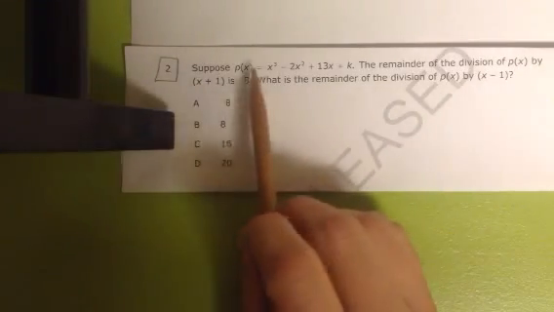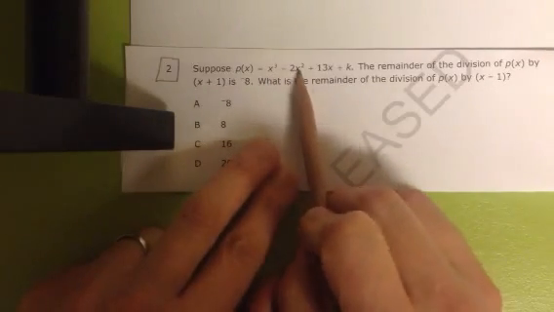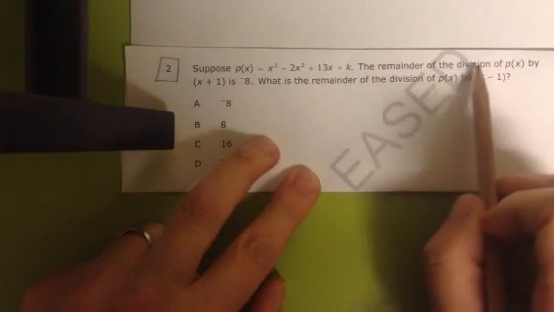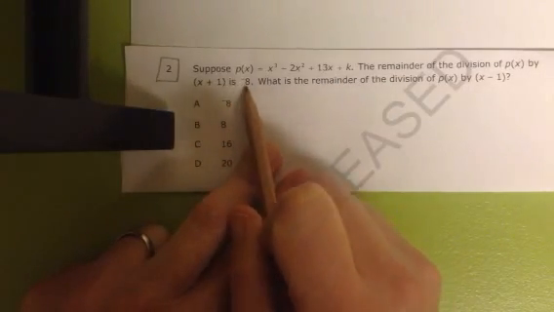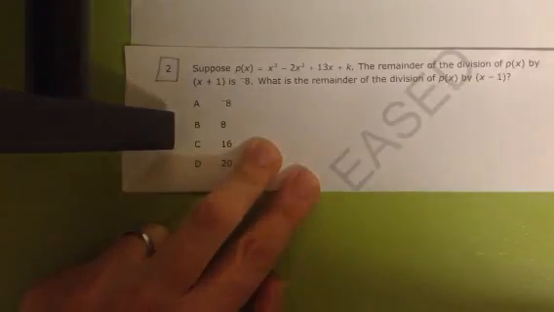Okay, problem number 2 on the final review says suppose p of x equals x to the third minus 2x squared plus 13x plus k. The remainder of the division of p of x by x plus 1 is negative 8. What is the remainder of the division of p of x by x minus 1?